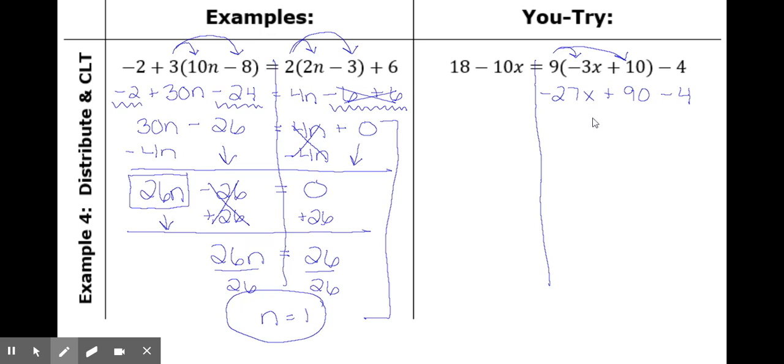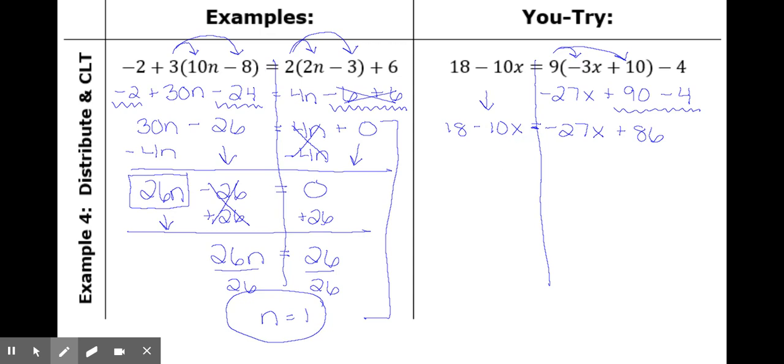Can I simplify the right-hand side anymore? Yes, I have like terms. This positive 90 and this negative 4 are both constants, so they need to be put together. So I still have this negative 27x, and then a positive 90 minus 4 leaves me with a positive 86. Now that I've simplified the right-hand side, I'm going to go ahead and drop down the left-hand side, just so I have my equation all on the same line here.